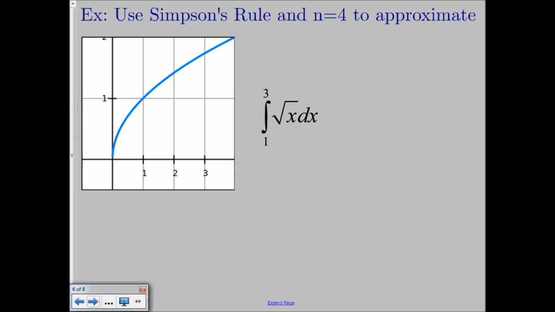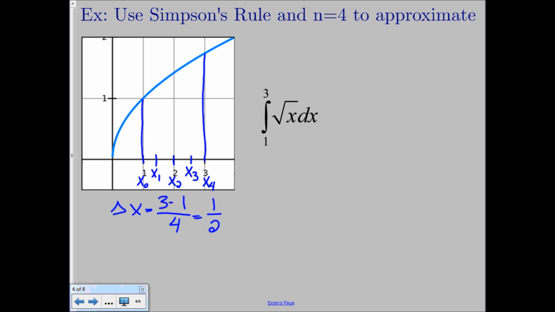So we know from the same example that we just did that we're just doing the area under here. We know that delta x is just 3 minus 1 over 4, which is 2/4 or 1/2, which means that if we split this up by going over, we're going to get x0 is 1, x1 is 1.5 or 3/2, x2 is going to be 2, x3 is going to be 5/2, and then x4 is going to be 3.